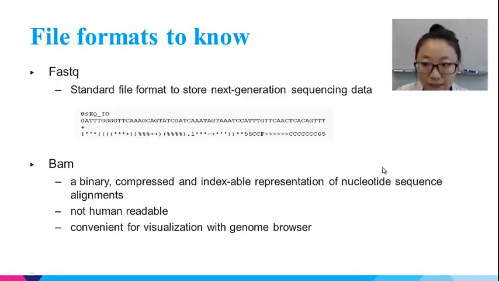TopHat takes the FASTQ file as input, aligns each read to the genome, and generates a BAM file that contains the chromosome coordinates of each of the reads. The BAM file is a binary, compressed, and indexable representation of the alignments. Therefore, it's not human readable, but is convenient for visualization with the genome browser. Some well-established tools such as SAMtools or BAMtools can be used to work with the BAM files.